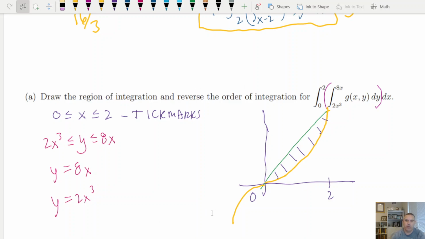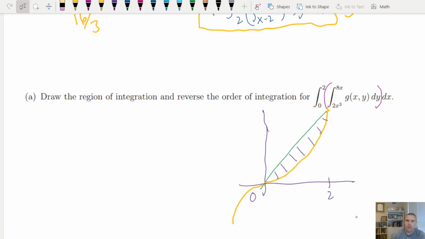Okay, so let's erase this and rethink the problem in terms of y. So if I pick a random y here, first, what's the biggest and smallest y can be? The smallest is 0. The biggest is wherever those two things intersect. I should have found that before I erased. But when do these two things intersect? When is 8x equal to 2x cubed? Actually, they intersect at 2. So I should already be plugging that in. It's just 16. Both of them give me 16.